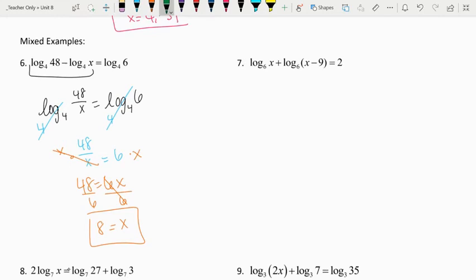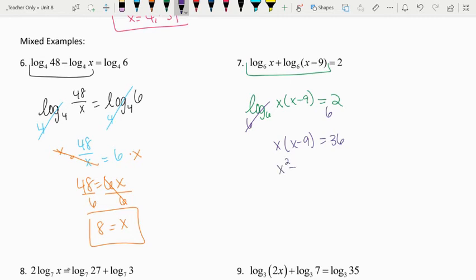Number 7, again, we are going to condense it first because we have 2 logs on one side, and anytime you have that, you want to condense it first. So for this one, there's a plus between them, which means we are going to multiply. And now we exponentiate both sides. So we have x times x minus 9 equals 36, or 6 squared.